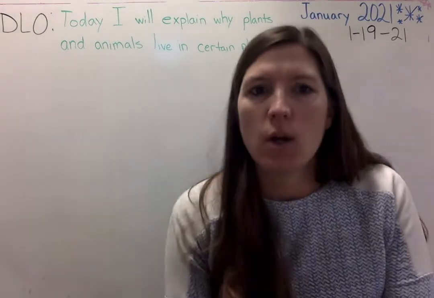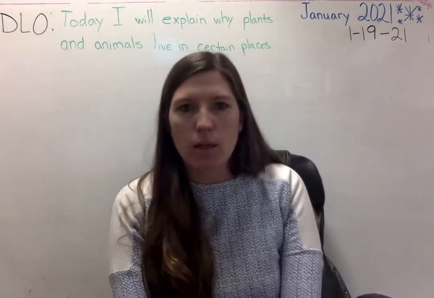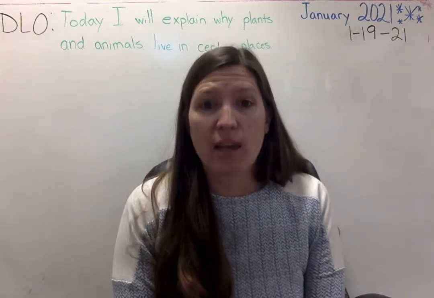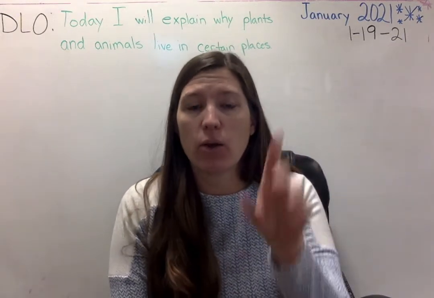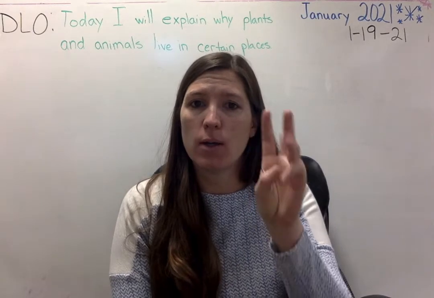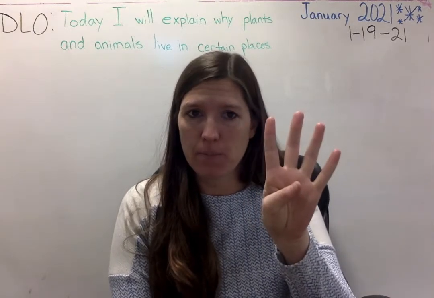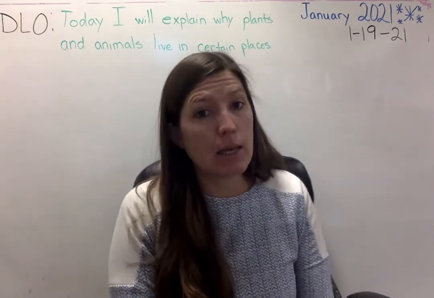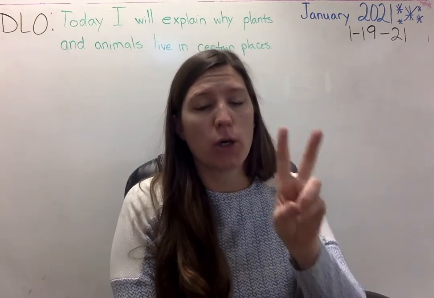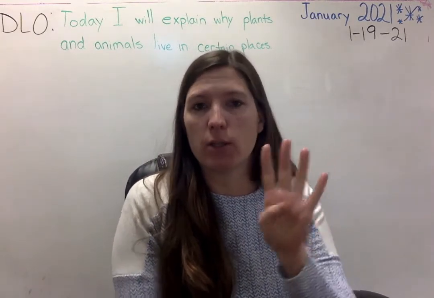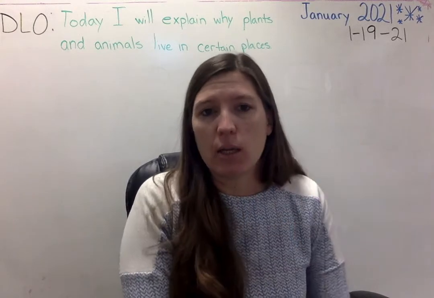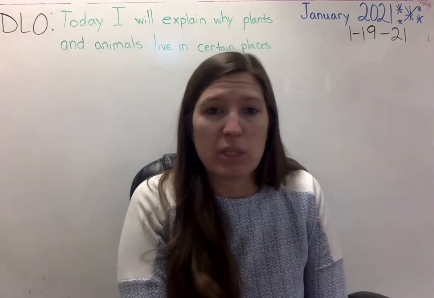So, let's review what plants need. A need is something you have to survive. Plants need food, water, air, and a space to live. Animals need food, water, air, and shelter. Their shelter is a place to get out of the weather, a place to live.